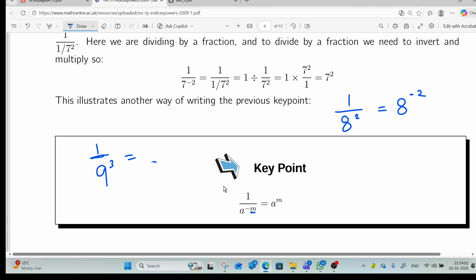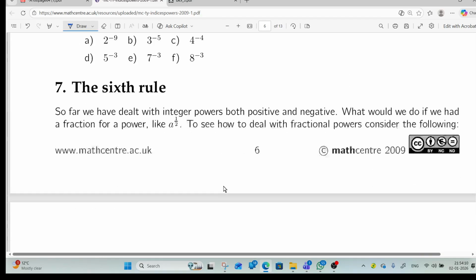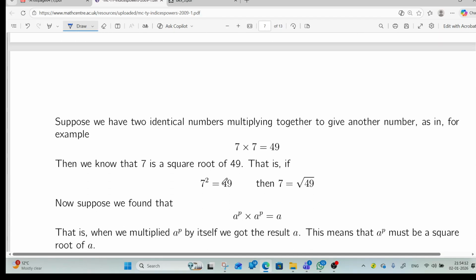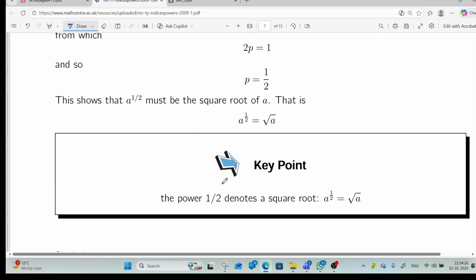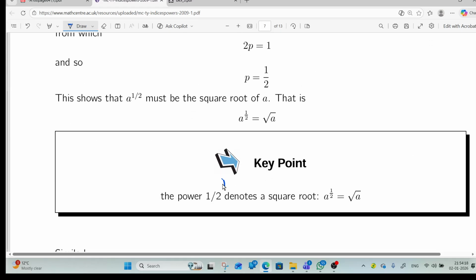And 9 to the power negative 3. Yes, 9 to the power negative 3. Good. Next rule is for this. The power half denotes a square root.